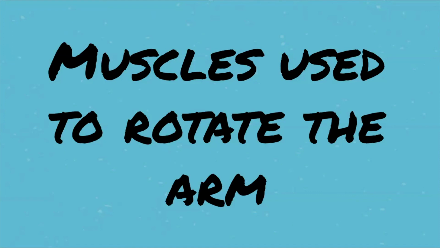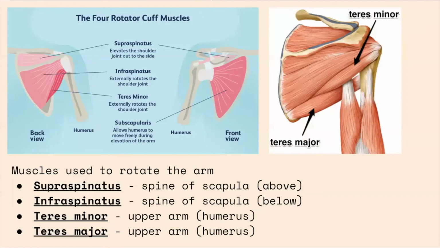So now we're going to talk about the muscles used to rotate the arm. This is also called the rotator cuff. So we have 4 rotator cuff muscles. We have the supraspinatus, we have the infraspinatus, we have the teres minor and the teres major. So these work together to basically rotate your shoulders, rotate your arms, and do all that good stuff.